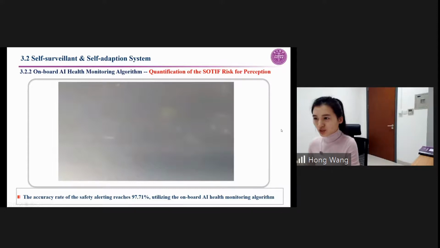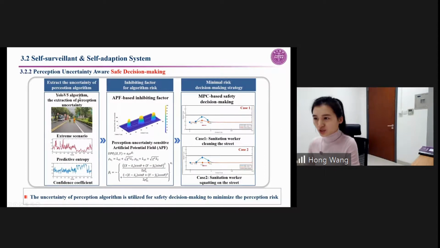So once we have the perception uncertainty, we can propose perception-uncertainty-aware, safe decision-making. We extract the uncertainty of the perception algorithm and try to inhibit the factor of algorithm risk. We use the artificial potential field-based inhibiting factor to combine the driving risk and also the risk from the perception uncertainty. Then we can make the minimal-risk decision-making strategy. So this is a perception self-surveillance and self-adaptation system.